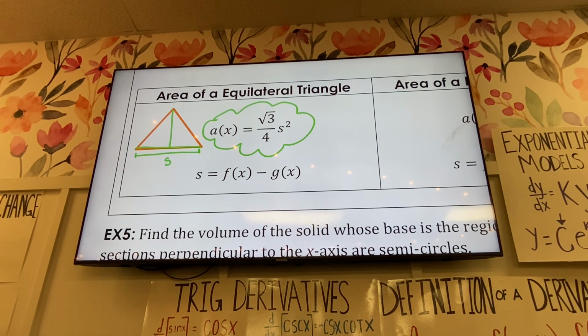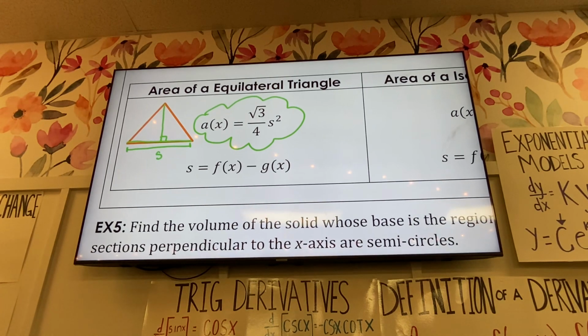Now, I could show you the geometry magic that gives you that equation, but it's not super helpful, and it's better to just remember square root of 3 over 4, side squared. But if you are interested in knowing the geometry magic, I can show it to you. It's got something to do with the 30, 60, 90 triangles. Figured you'd be okay with not doing that.